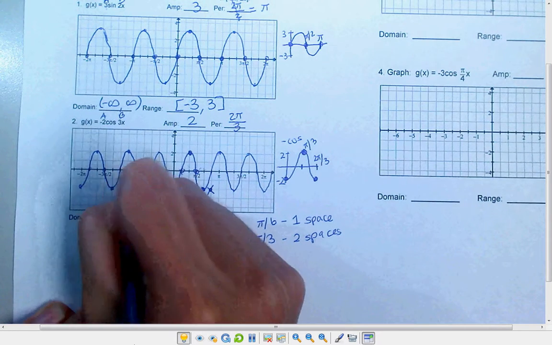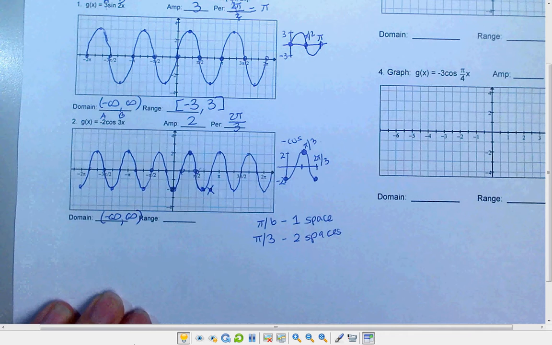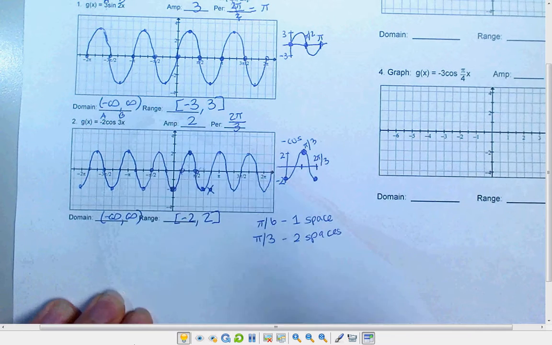Again, domain is -infinity to +infinity. Range this time is from -2 to +2.